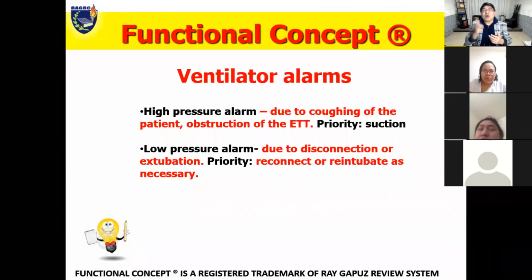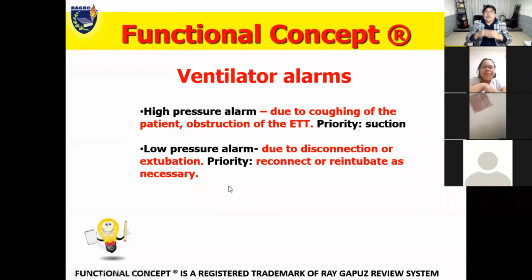Ventilator alarms. There are 2 alarms that you have to be familiar with, the high pressure alarm and the low pressure alarm. Why would pressure increase inside the system? It could be due to accumulation of secretions, accumulation of mucus. It could also be due to coughing of the patient, or in a nutshell, there's obstruction of the endotracheal tube. So the priority would be to suction the patient's airway. Now, when the low pressure alarm sounds, it could be due to disconnection of the tubings or extubation. So in essence, you just have to reconnect or reintubate as necessary.